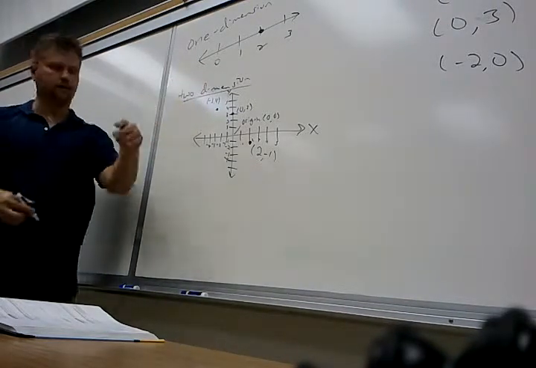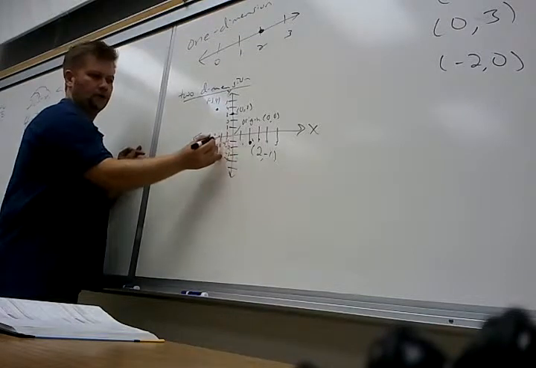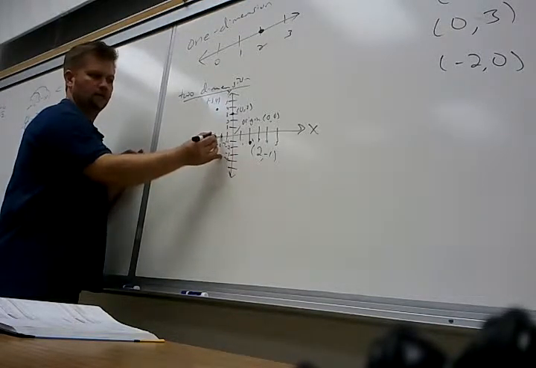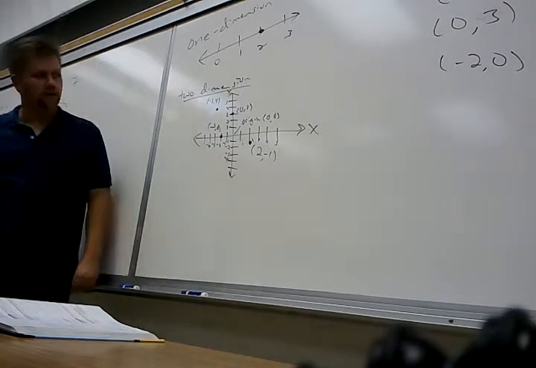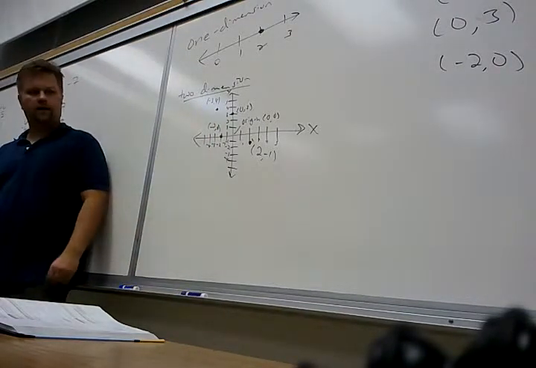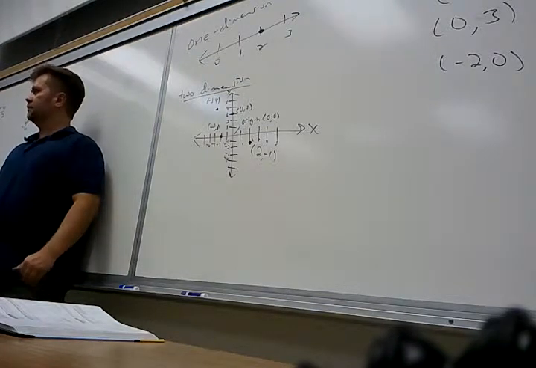What about (-2, 0)? That says back 2 and up or down 0. So I just stay right there. So there's (-2, 0). And I made a cool little tired rhombus thing. I don't know. Somebody sat on it.